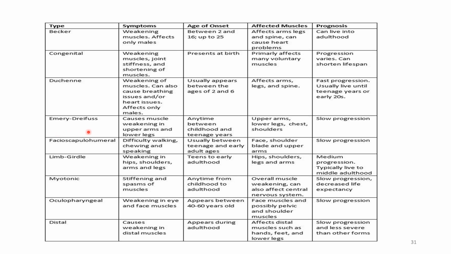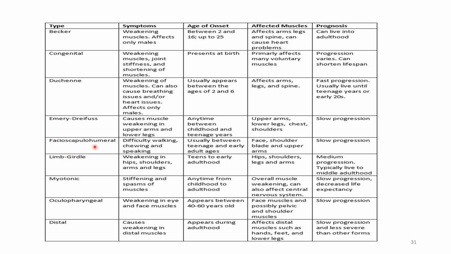Next coming to Emery-Dreifuss. It causes muscle weakening in the upper arms and lower legs. It can come as autosomal dominant, recessive and X-linked. It can affect any time between childhood and teenage years. The upper arms, lower leg muscles, chest and shoulders are affected. There is a slow progression of the disease.